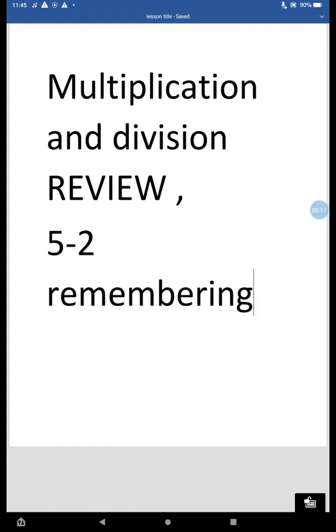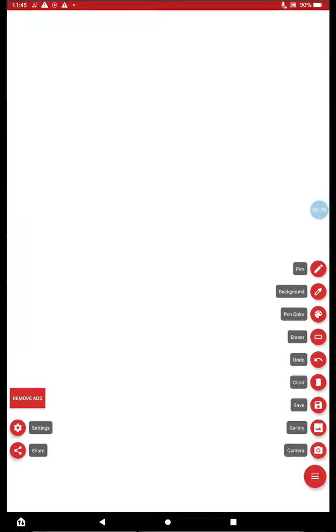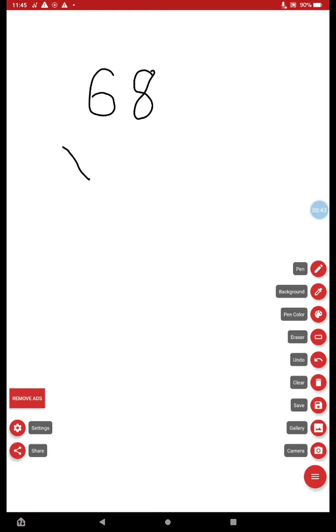Now, as you've learned from earlier this week, before we really dig into long division, we have to have a firm foundation on multiplication, okay? So let's review that by doing a little two-step multiplication today. If I have a number, let's say 68, and I'm multiplying that by 21.